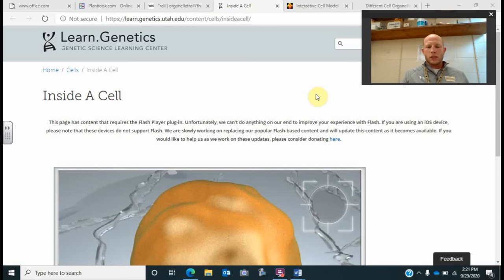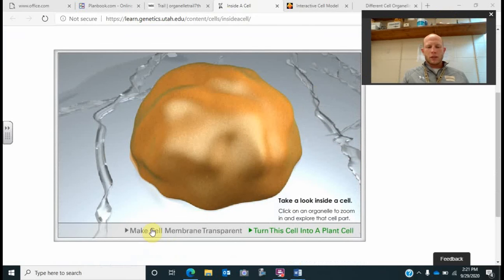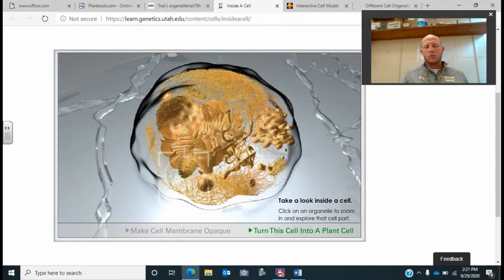We're in our little cell guy here. So I'll come down here and I'll click this right here. It says make cell membrane transparent. So this is the cell membrane that encloses the entire cell. So this is the cell, and the cell skin is really what we call the cell membrane. So I'll make this guy transparent so now I can see through it. So here's the nucleus. Here's the mitochondria. Was that the endoplasmic reticulum? There's a whole bunch of the Golgi apparatus. All right, so I can click on this guy.